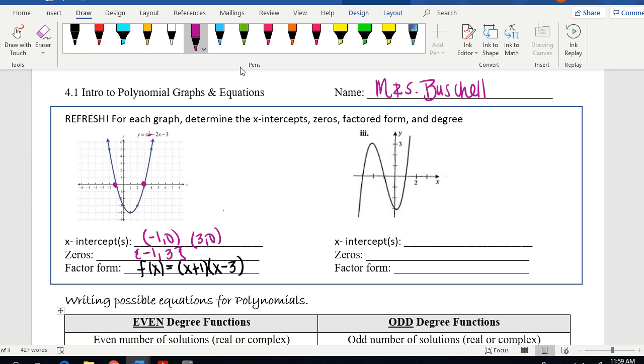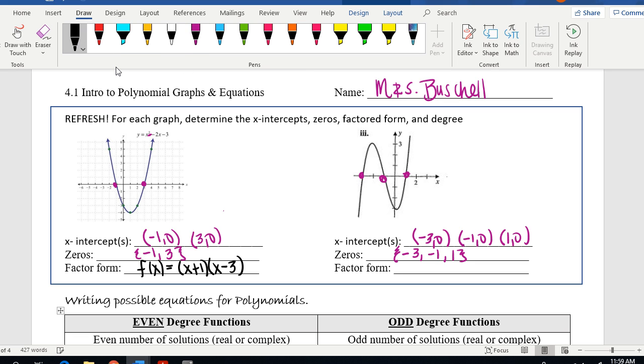I have this cubic function, okay? So I should have 3 solutions, which I do have 3 x-intercepts. So my first one is negative 3, 0. I have negative 1, 0, and then a 1, 0. Zeros are the same thing as x-intercepts, also roots or solutions. So negative 3, negative 1, 1.